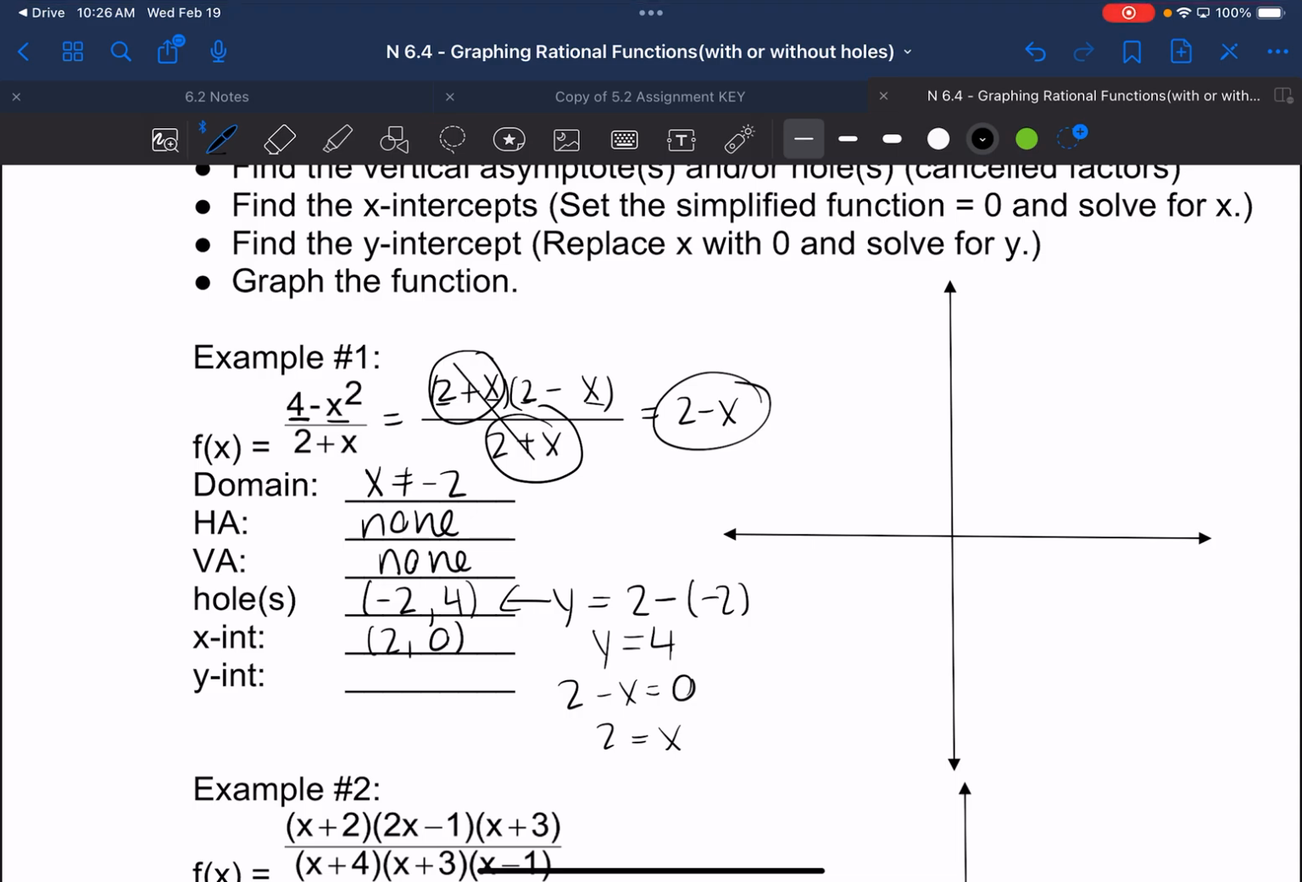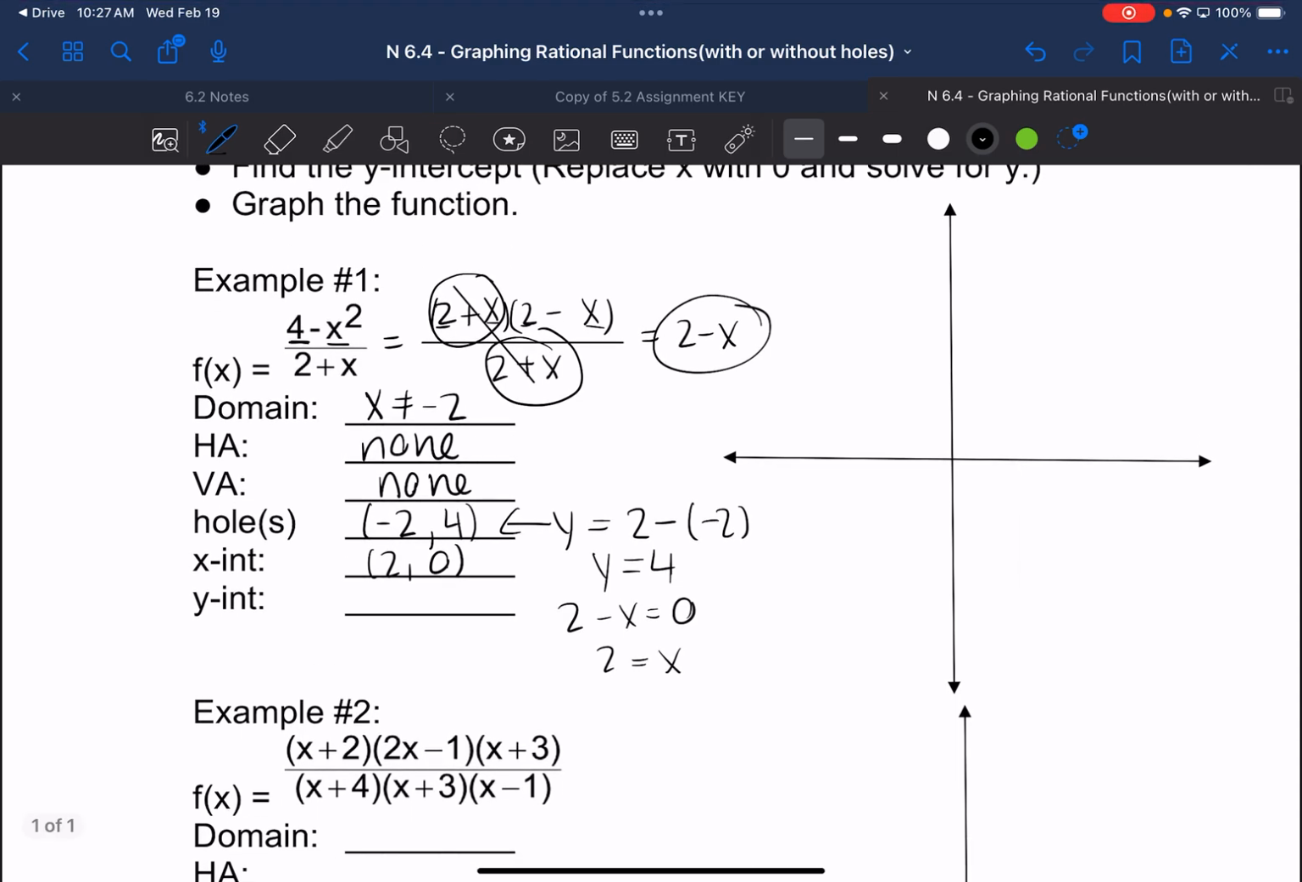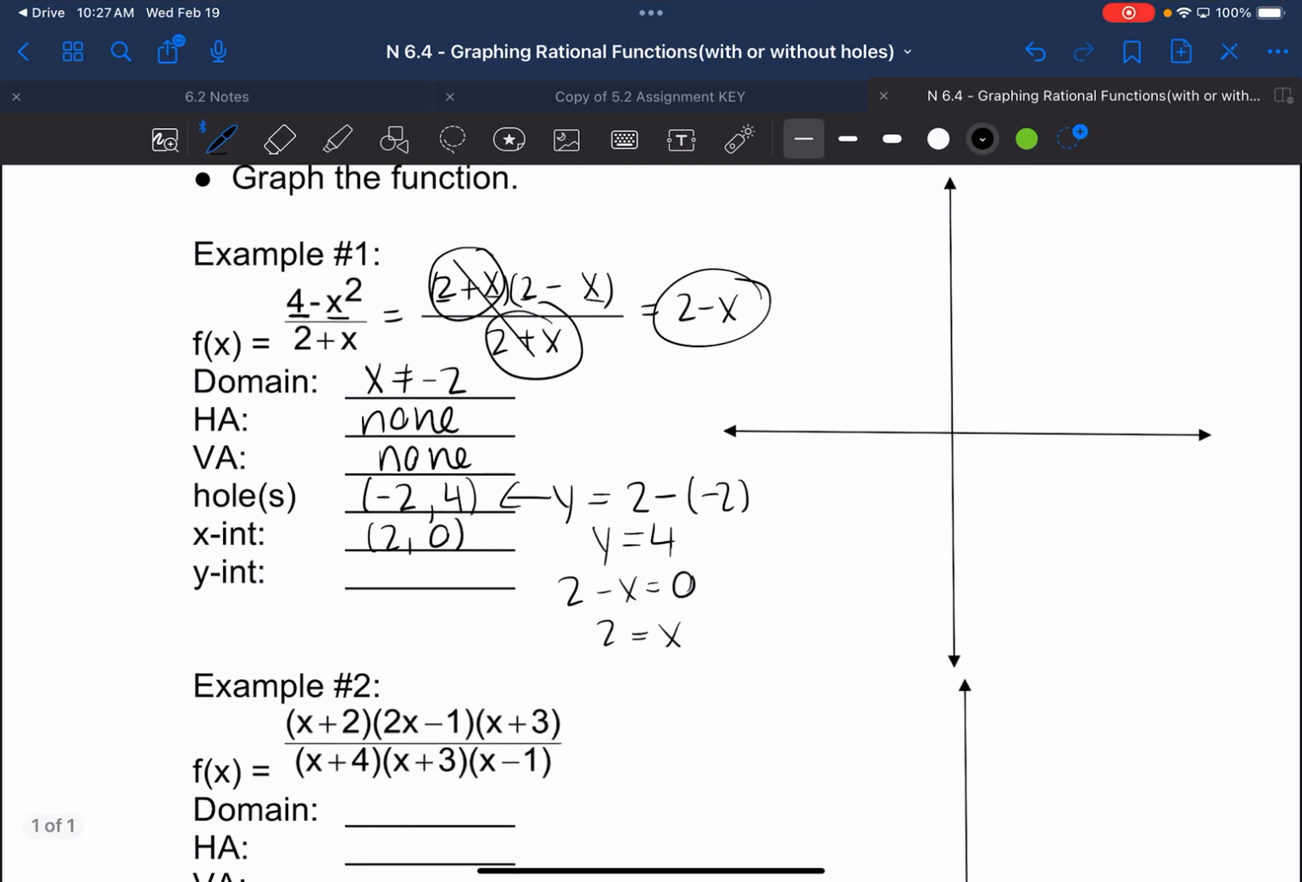All right. And then the last thing we have to do is find our y-intercept. Well, our y-intercept, remember, is when we go and replace all the x's in the equation with 0, right? So in this particular case, if we look back at the equation, this is all that was left when it was all said and done, right? So I'm going to have y is equal to 2 minus 0, right? So what's the y value? 2. So I'm going to have a y-intercept at 0, 2.